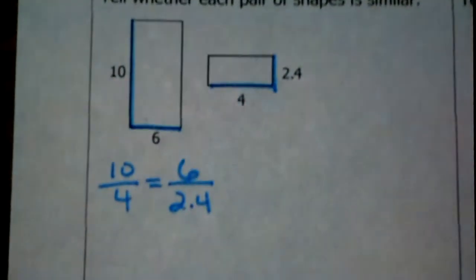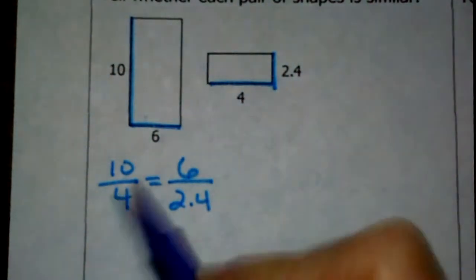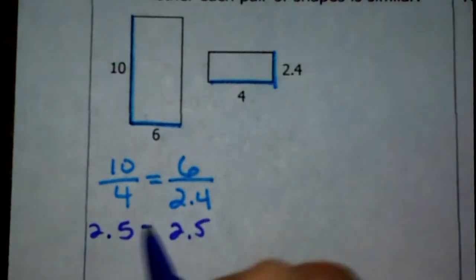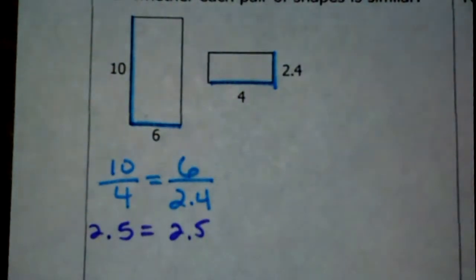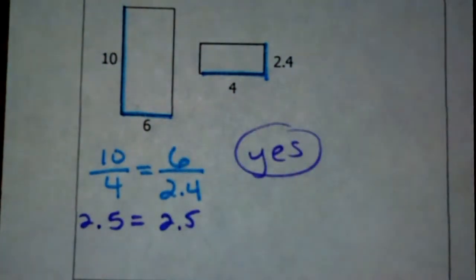You can use any way. And I'm going to tell you that for this, honestly, finding the unit rate by just dividing the numerator by the denominator is, I think, the easiest way to go with these. So if you take 10 divided by 4, you get 2.5. If you take 6 divided by 2.4, you also get 2.5. Because they both have the same unit rate, that means that yes, those two rectangles are similar.